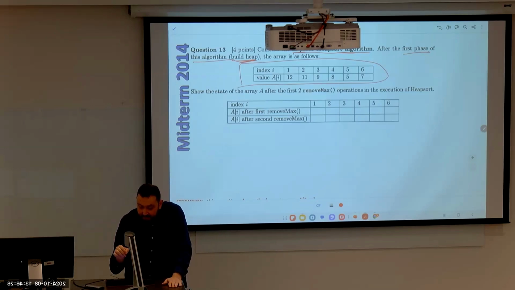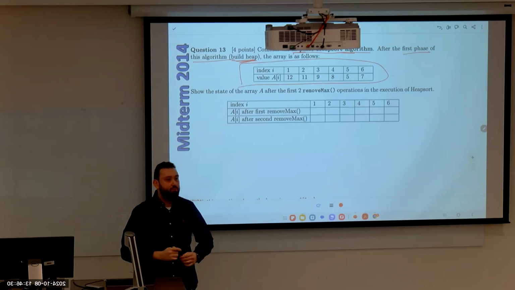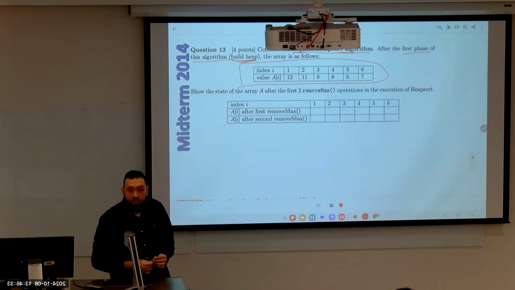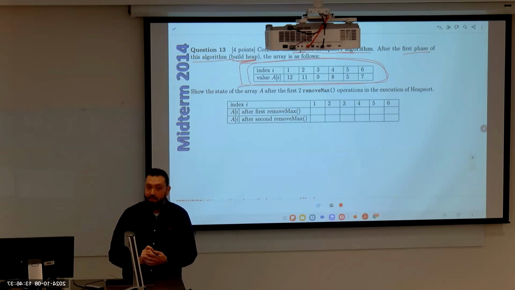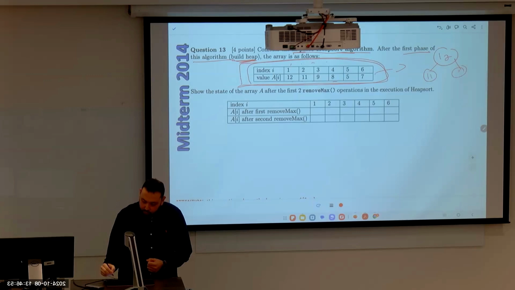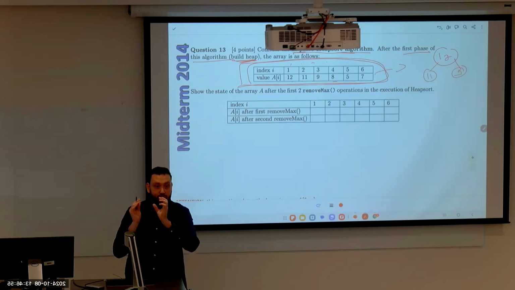This is already built. Is this a max heap or a min heap? Who can tell me? Raise your hand. Look at this one. These are the indexes and these are the values. If I want to draw this in a tree, how would you draw it? 12 would be at the root, correct? If I'm drawing this, it's going to be 12, 11, and then 9. So that means it's a max heap because the root is the maximum, correct?